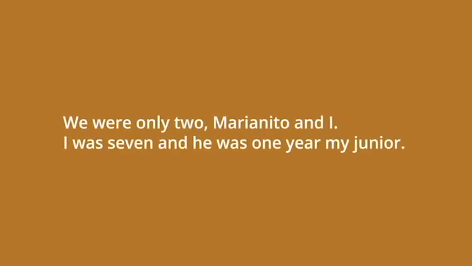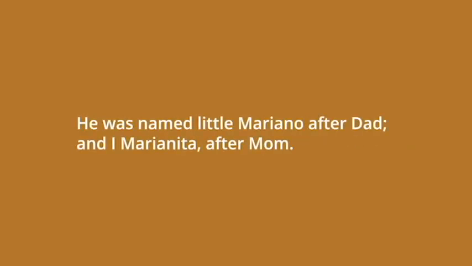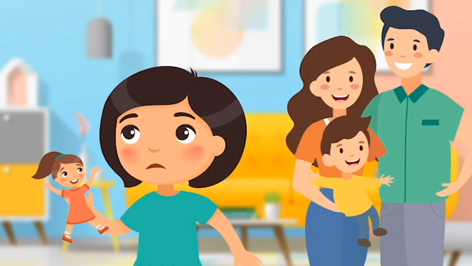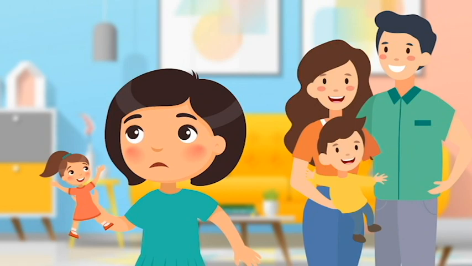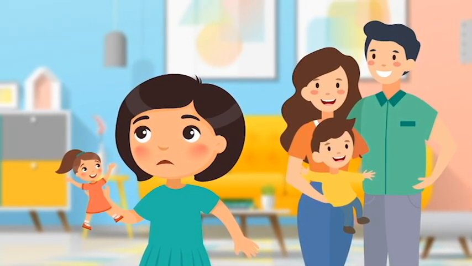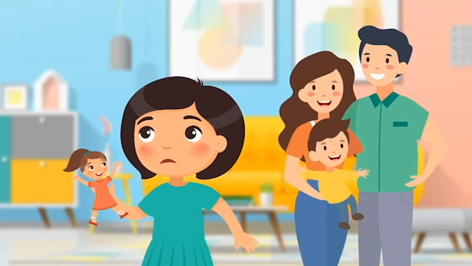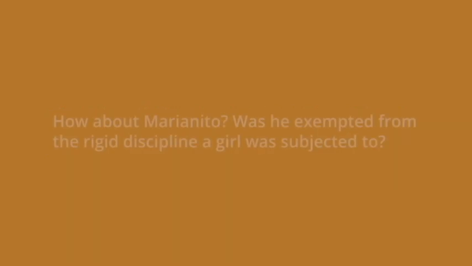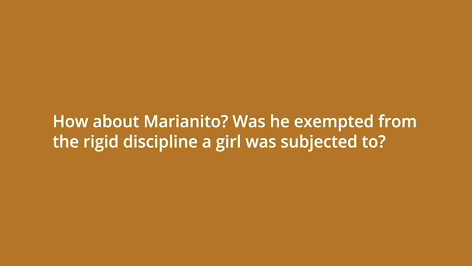We were only 2, Marianito and I. I was 7 and he was 1 year my junior. He was named Little Mariano after Dad, and I Marianita after Mom. I could not understand why he was more favored than me, in spite of his notoriety. Mom and Dad always took his side. He always had the edge over me. I was told that a young lady should be refined in her manners, especially in the presence of other people. How about Marianito? Was he exempted from the rigid discipline a girl was subjected to?